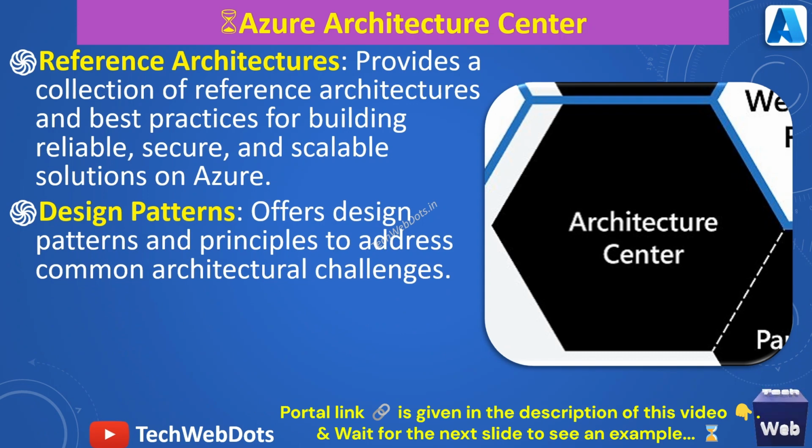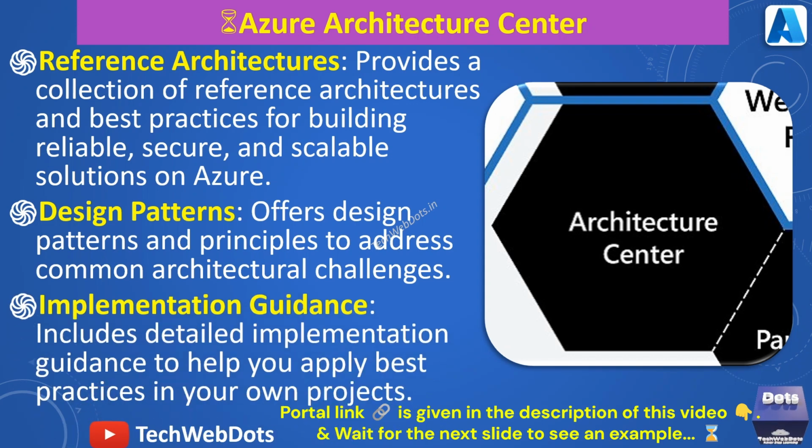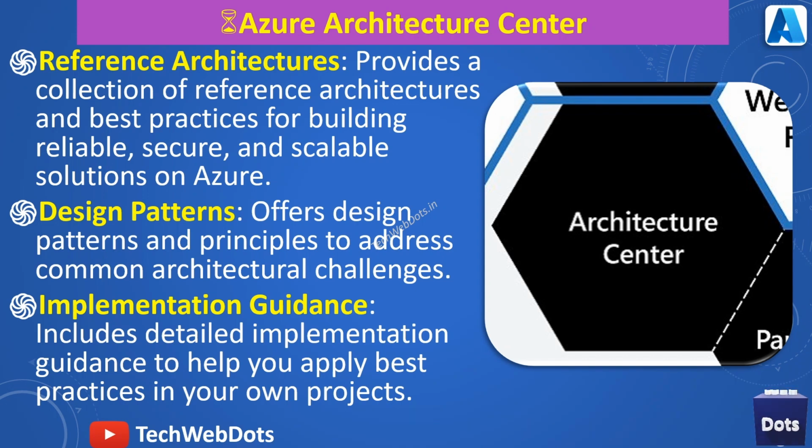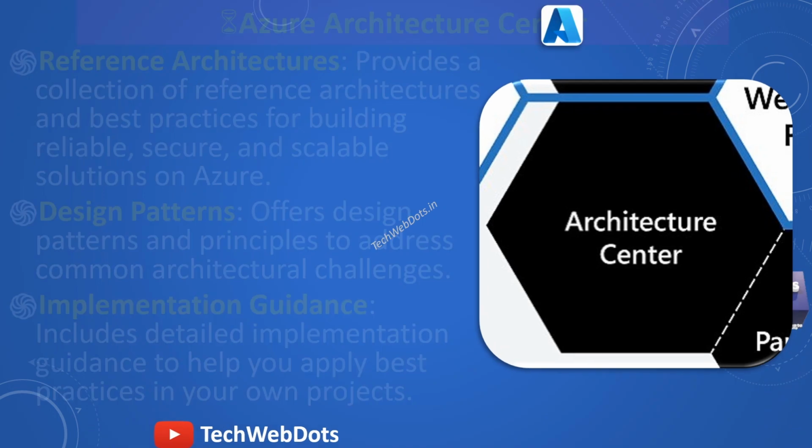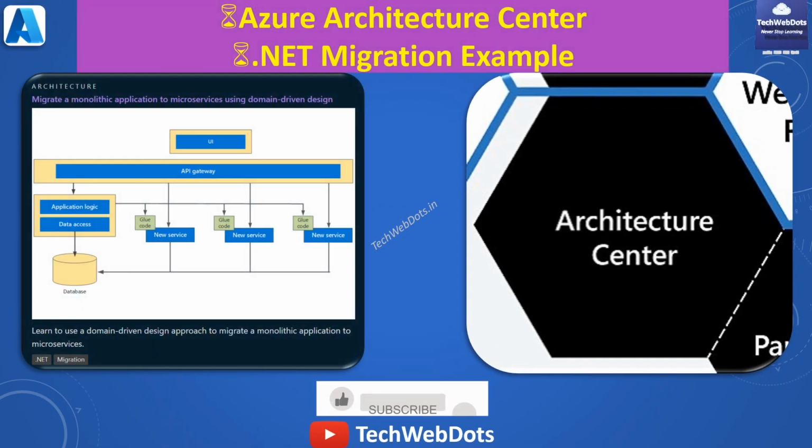What that can be. Design patterns. It also offers design patterns and principles to address common architecture challenges, right? What challenges you can face if you are following a certain architecture. So you will get everything, right? Implementation guidance includes detailed implementation guidance to help you apply best practices in your own project. So this Architecture Center gives you a full handbook, a full guide, right?